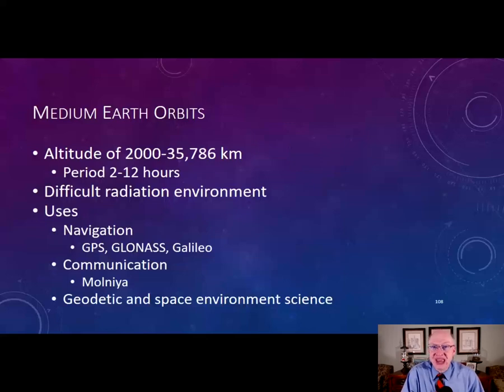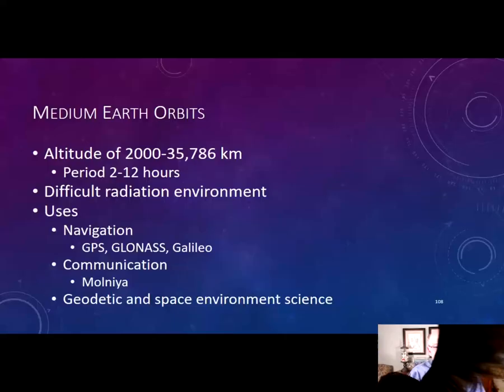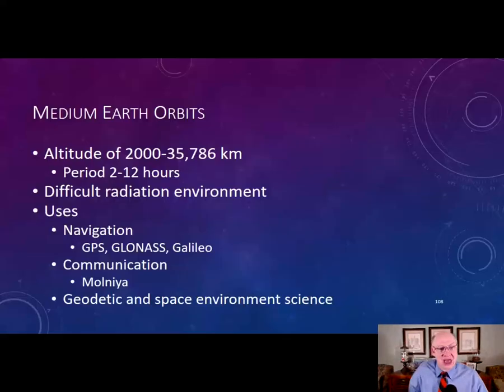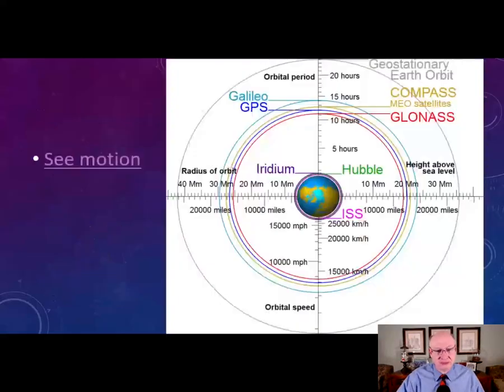There are some communication satellites here. The Molniya satellites, which are a Russian series of satellites, are in these mid-Earth orbits, and they are used for communications. And then there's some space environment science. If you're interested in studying the radiation belts around the Earth, you would obviously be in a mid-Earth environment, because that's where you're inside the radiation belts around the Earth.